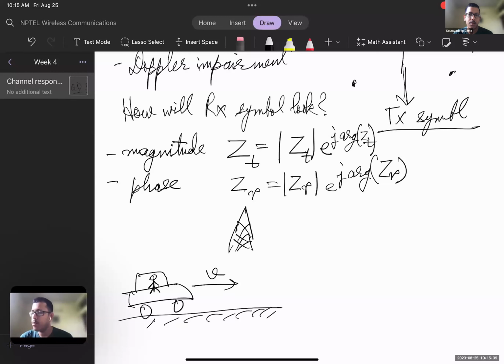So the signal travels at the speed of light, c. Electromagnetic radiation travels at the speed of light, c. Right? But the person is moving as well. The source is moving. So let's say this angle, at any point in the snapshot that I've taken, let's say this angle is theta.